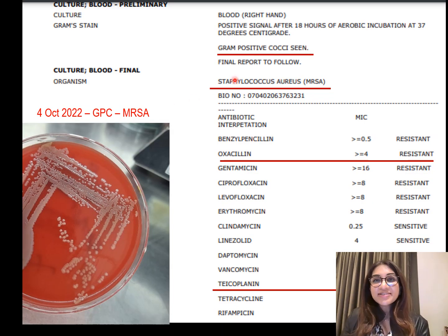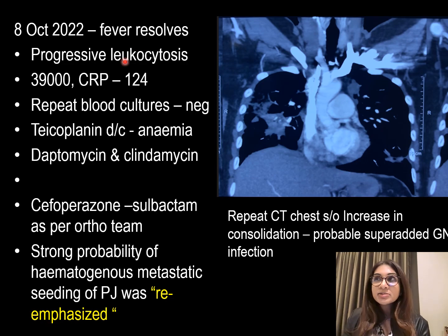The initial blood cultures from the emergency were negative, but the blood cultures subsequently sent from the ward were positive for gram-positive cocci. All four blood culture bottles grew MRSA. As we can see, oxacillin is resistant and teicoplanin was sensitive with a MIC of 0.5. Now, the flucloxacillin was discontinued, the patient stayed on clindamycin, and teicoplanin was initiated at a dose of 12 milligrams per kg.